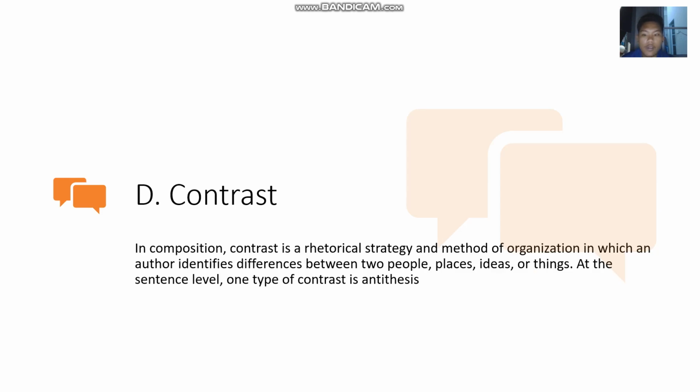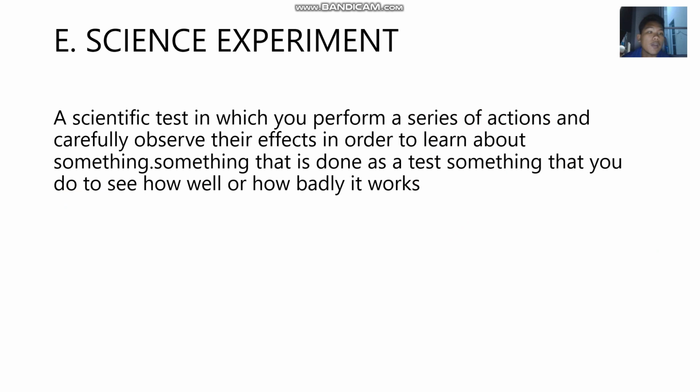D. The contrast. In composition, contrast is a rhetorical strategy and method of organization in which an author identifies differences between two people, places, ideas, or things at the sentence level. One type of contrast is antithesis. E. Science experiment. A scientific test in which you perform a series of actions and carefully observe their effects in order to learn about something. So something that is done as a test, something that you do to see how well or how badly it works.